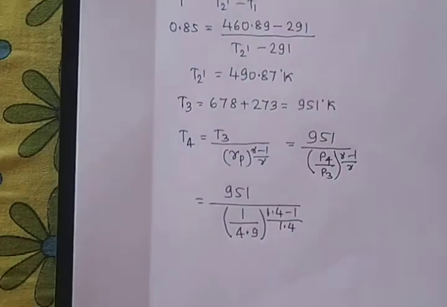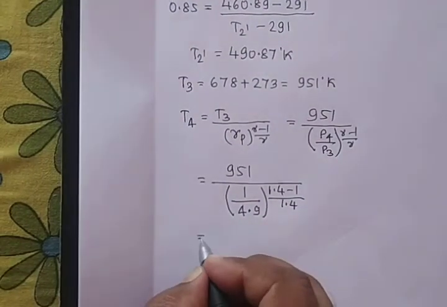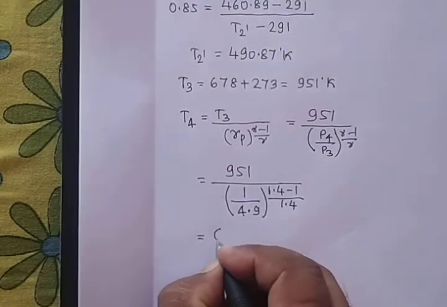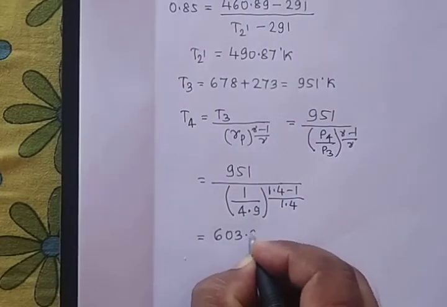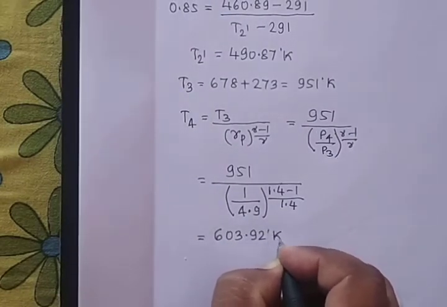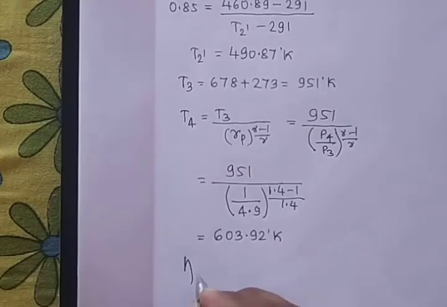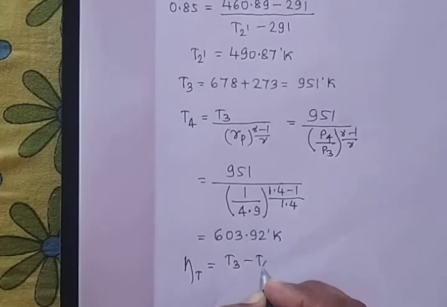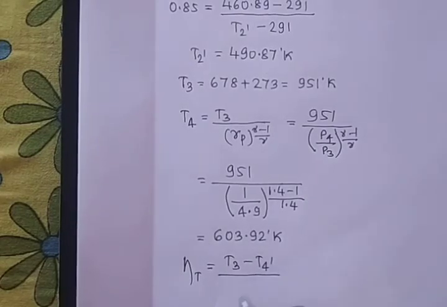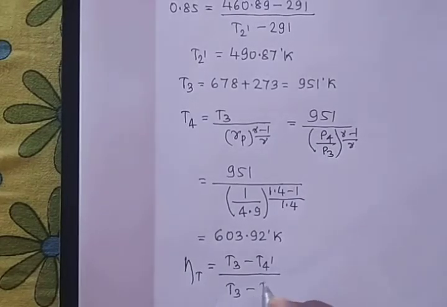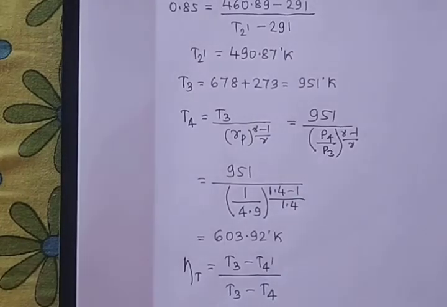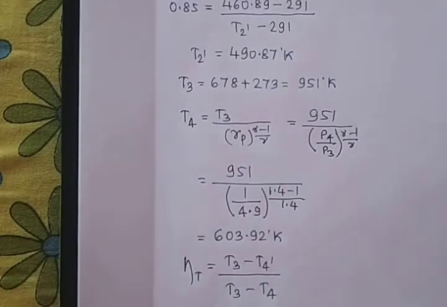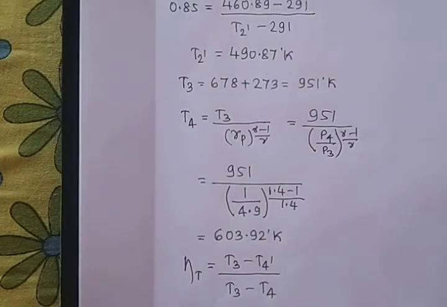So find out the value of T4. You get the value of T4 as 603.92 degrees Kelvin. Then, we know the efficiency of turbine is actual work done by turbine, that is T3 minus T4 dash, divided by ideal work, that is T3 minus T4. So find out T4 dash. Efficiency of turbine is 80%.